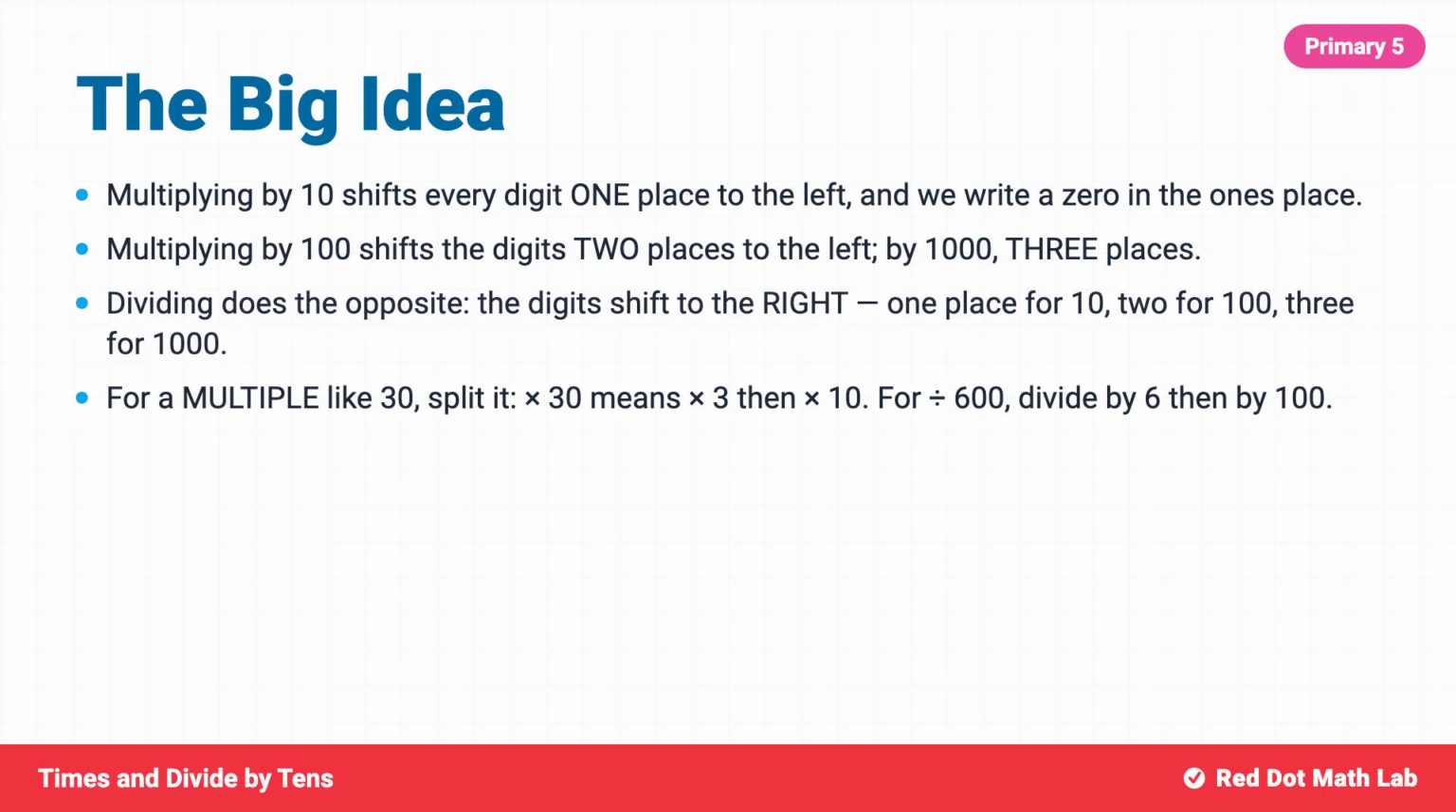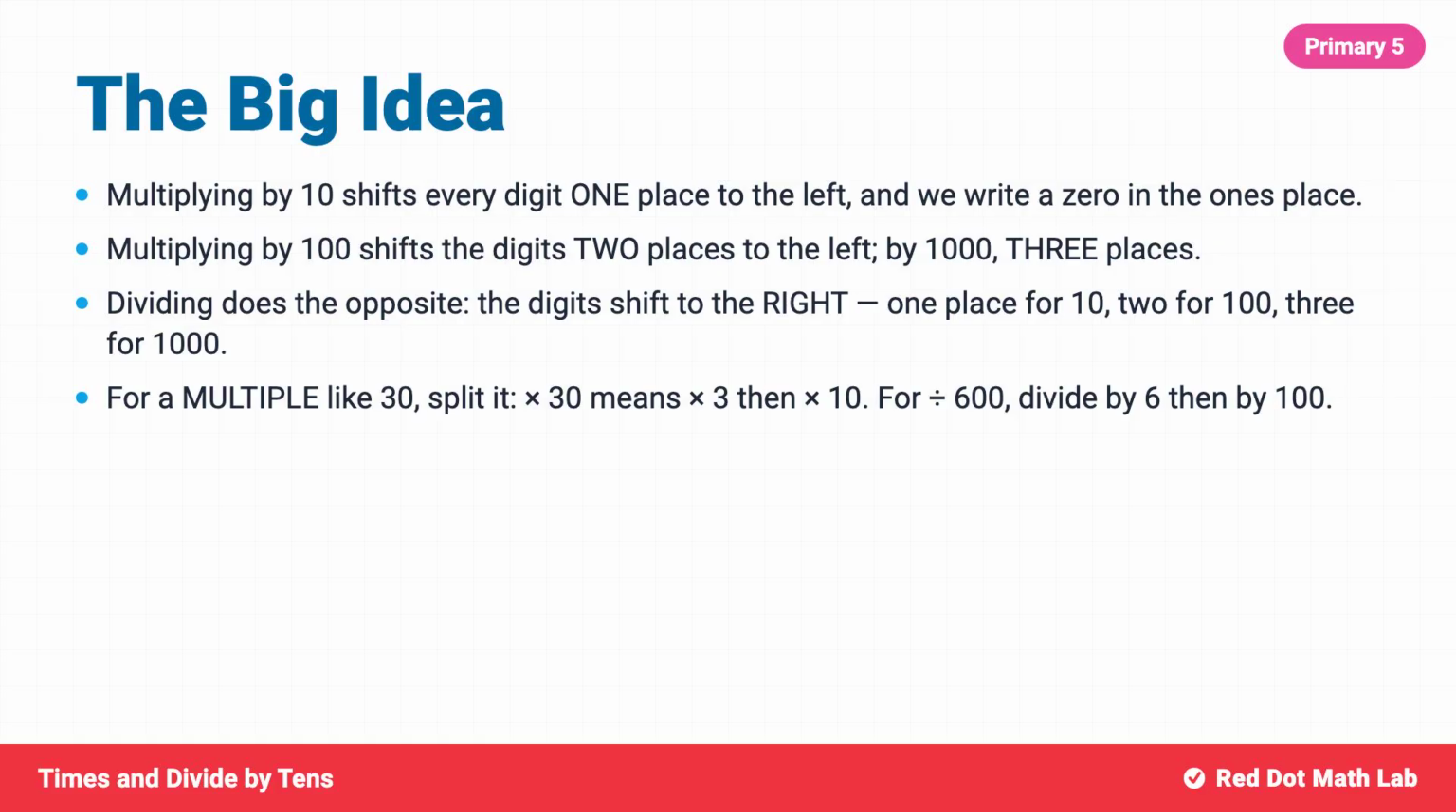Dividing does the opposite. The digits shift to the right, 1 place for 10, 2 places for 100, and 3 places for 1000. And for a multiple, like 30, we split it. Times 30 means times 3, then times 10. To divide by 600, we divide by 6, then by 100. Do you see? We break it into easy steps.